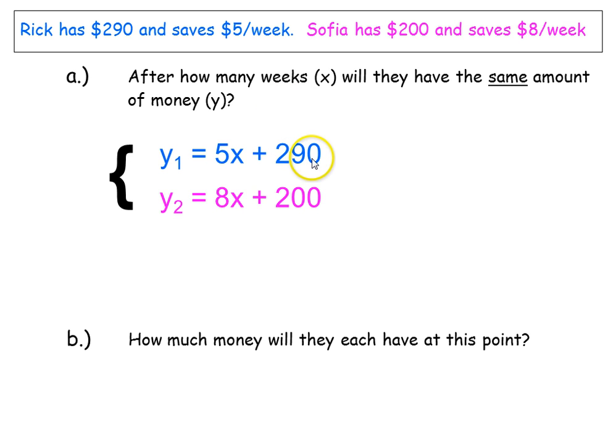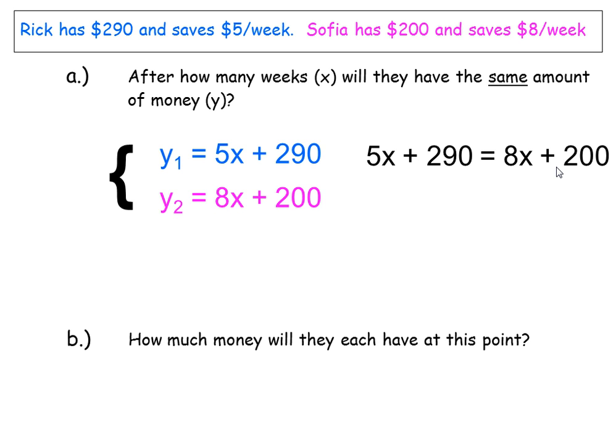Well, we're set up with a system of equations again. We know that 5x plus 290 is equal to y, and 8x plus 200 is equal to y also. So we can set these equal to each other. We want these two values to be the same. When will Rick's money be the same as Sophia's money? And we're going to solve the equation to find out what the value of x has to be.